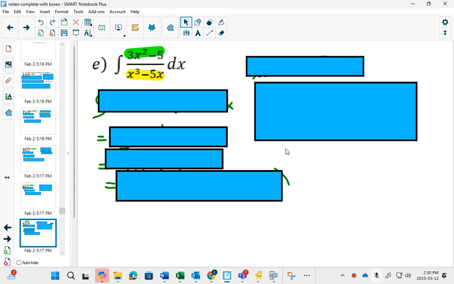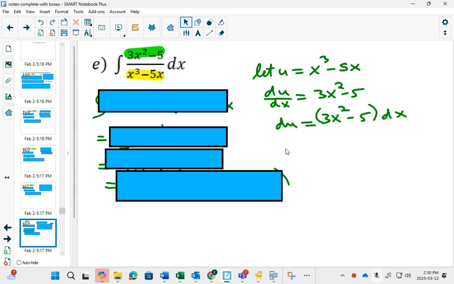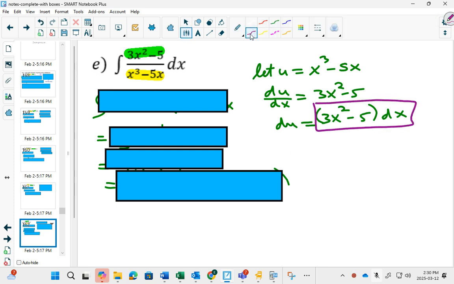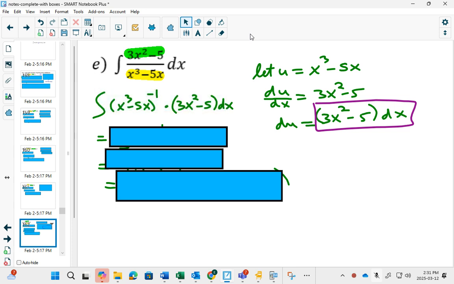So it makes me think I should make my u the x cubed minus 5x, and its derivative, du dx, would be 3x squared minus 5. So I could replace the 3x squared minus 5 dx, all of that can get replaced with the du, which would be in the top of my fraction, and my bottom of the fraction would just be a u, which I could write like this.